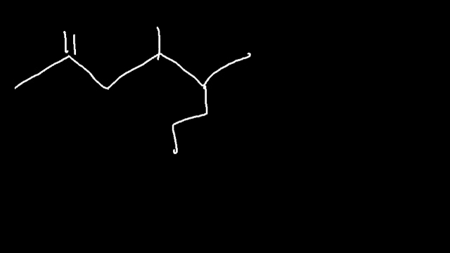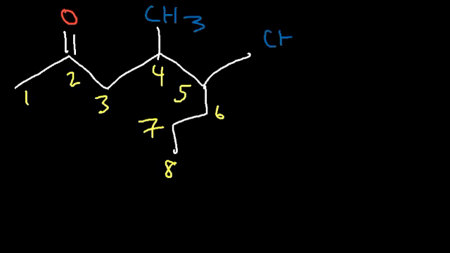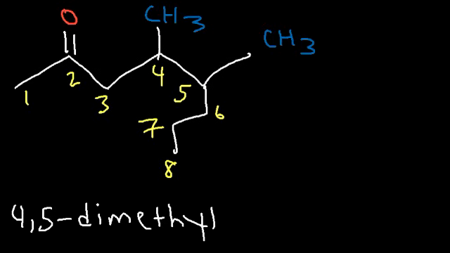So here's the last example for today. Go ahead and try this one. So we need to identify the longest chain, and it's not 6 carbon atoms. It's actually 8 carbons. So we have a methyl on 4 and a methyl on 5. So it's going to be 4,5-dimethyl since we have 2 of them. The ketone's on carbon 2, so it's 2-octanone since we have an 8-carbon chain.